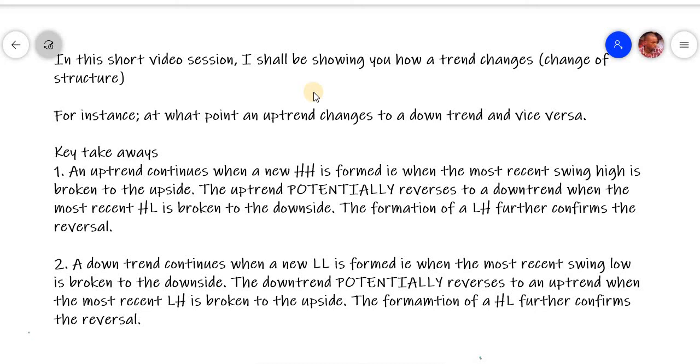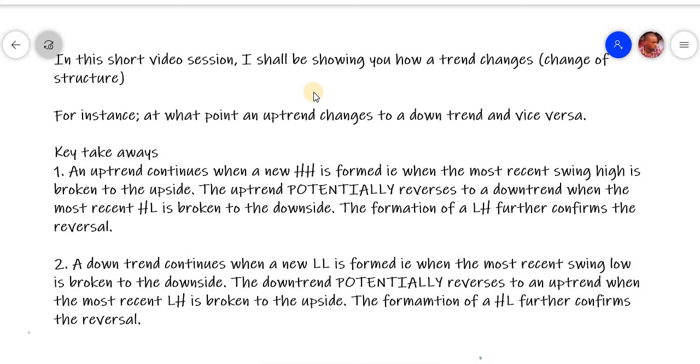So in this short video session, I shall be showing you a very important trading concept, and it is how a trend changes direction. In other words, what we refer to as change of structure.